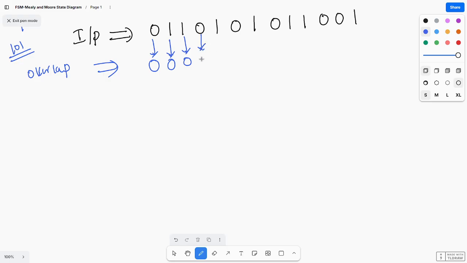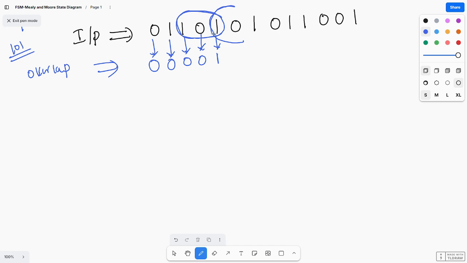Double 1 0, the output is 0 only. 1 0 1, I got the sequence. 1 0 1, the output becomes 1. Mealy, immediately it will respond. Now what happens, this last bit of the sequence becomes the first bit of the sequence. Okay, so I need to start from here.